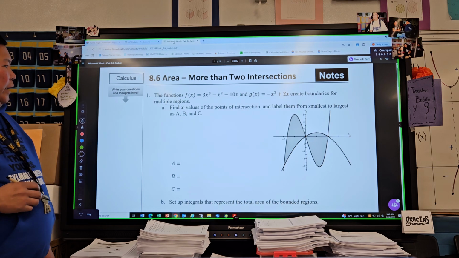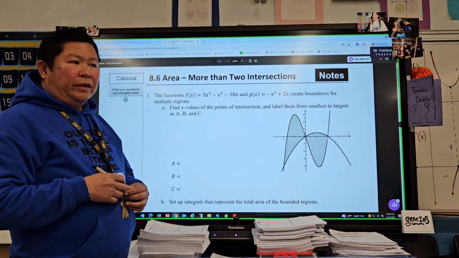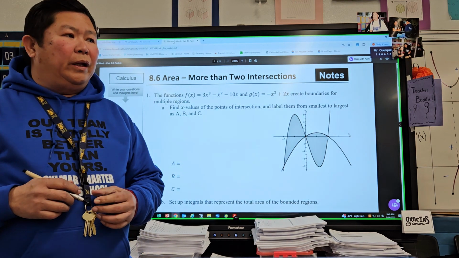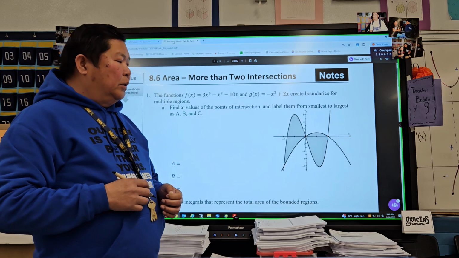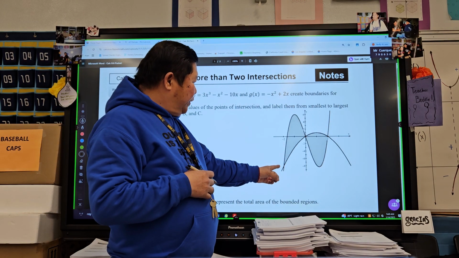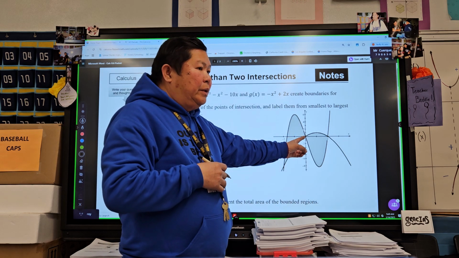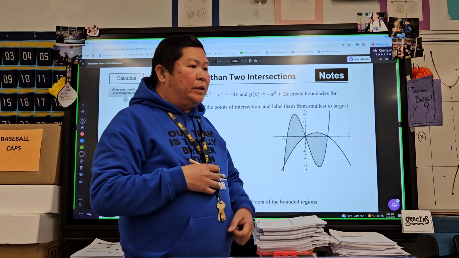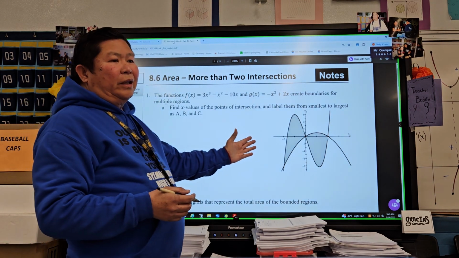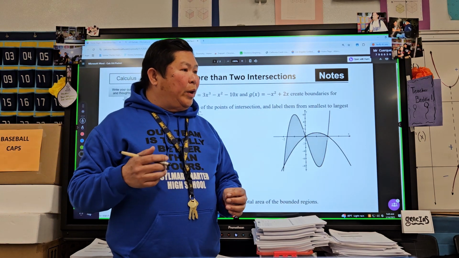Okay, so in this case, the limits are not given, right? So what to do if the limit is not given? We're gonna equate each other, right? Or right here in this graph, we can easily see that the first interval is from negative 2 all the way to 0, and then 0 all the way to 2. But granting that the graph is not given, you're gonna have to equate, right?